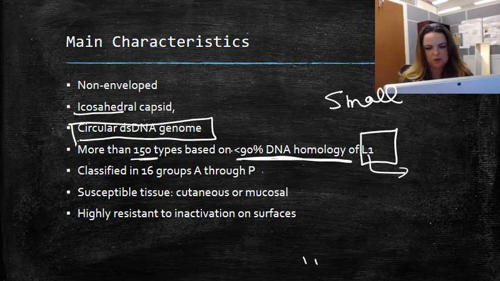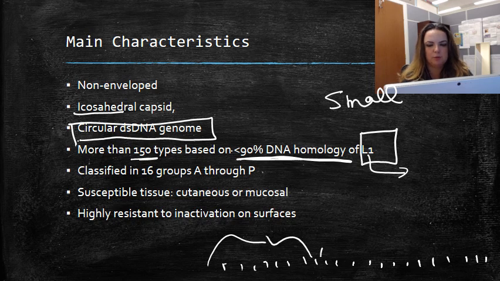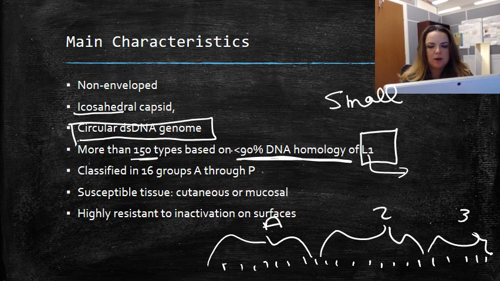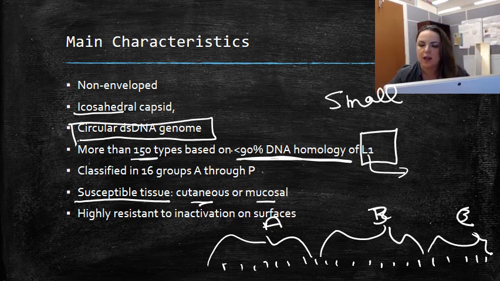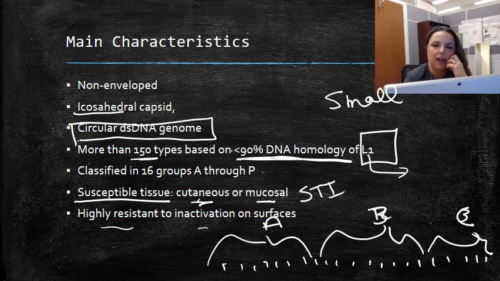So you've got 150 different types. I'm not going to draw 150 dots, but the types are grouped based on how similar they are to each other. And there are 16 different groups that are named A through P. Okay, so that's just the structure of how this works. With the HPVs, the way they function is that they infect susceptible tissue. In most cases, susceptible tissue is cutaneous or mucosal, which, when you think about where you might be exposed as an STI, is an excellent opportunity for these viruses to infect. They are highly resistant to inactivation on surfaces, so it's somewhat difficult to get rid of them.